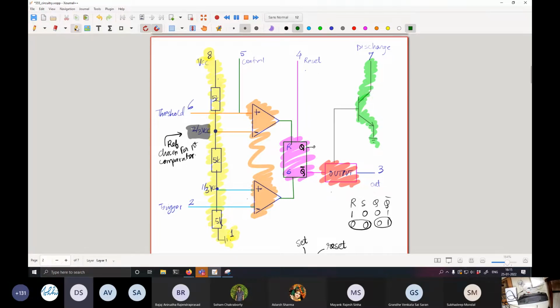At the same time, for the second comparator, you have automatically set the non-inverting pin with the reference voltage of 1/3 VCC. And these voltages are not going to change.